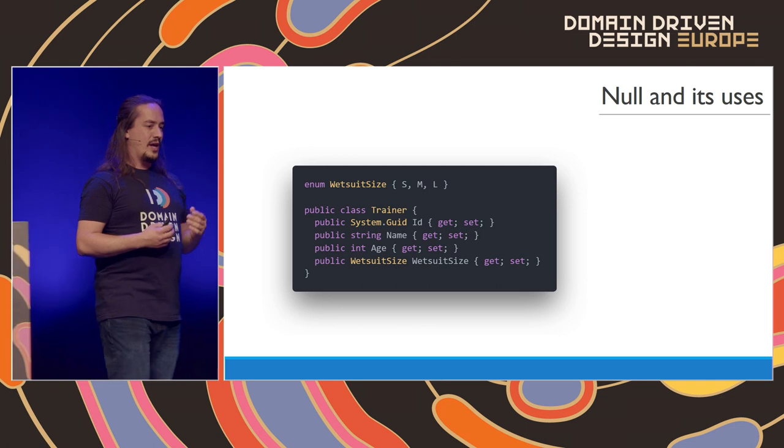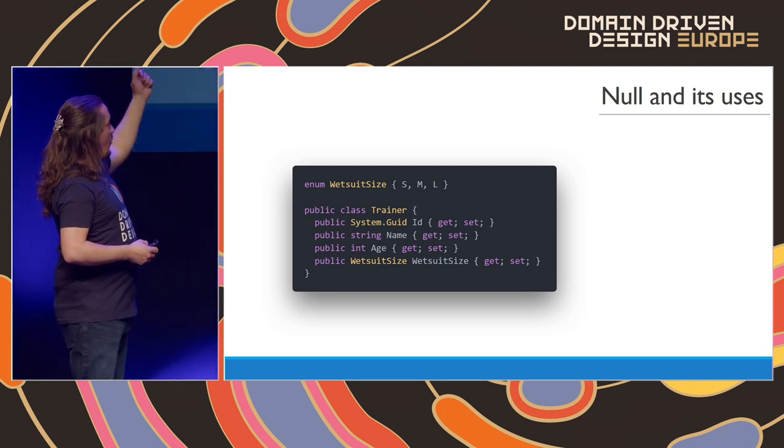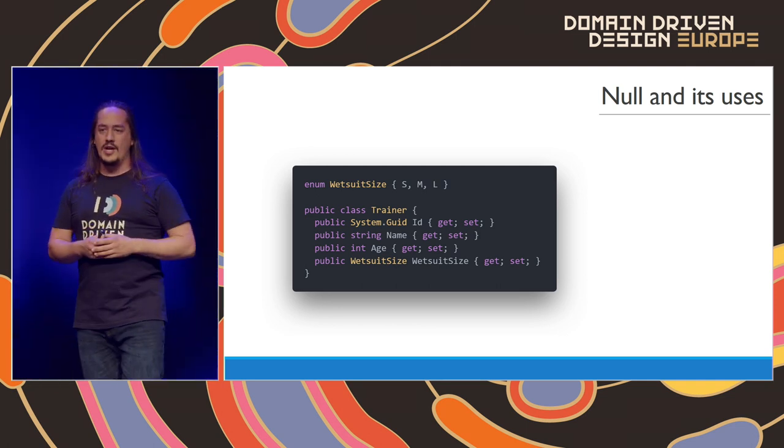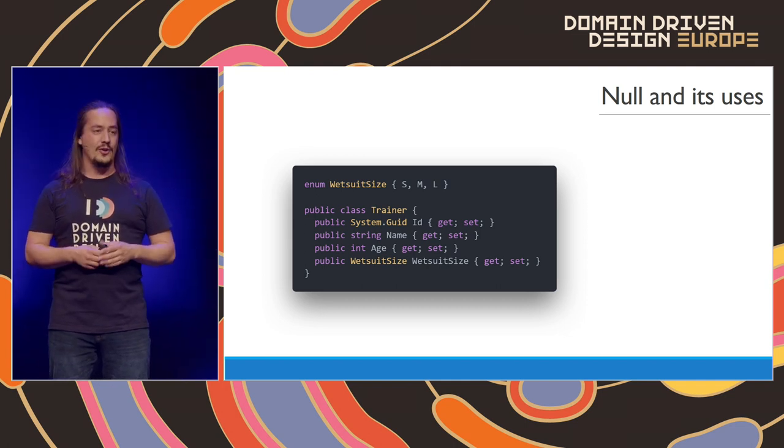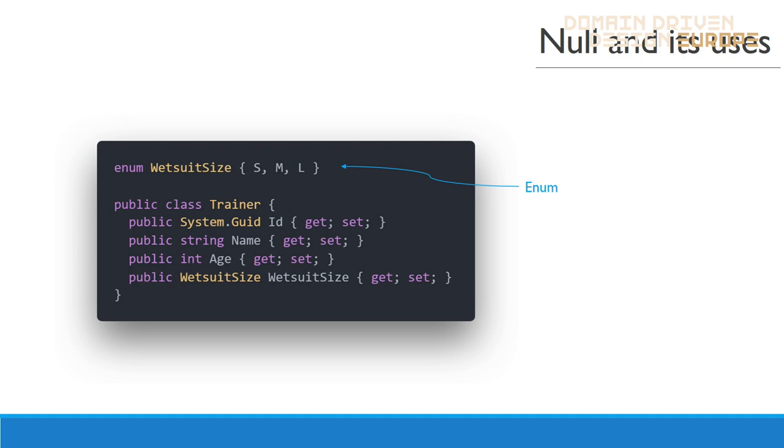Looking at this code, we have a wetsuit. Wetsuit is a simple enumeration, right? We just picked some C# here, but it should translate easily to any other programming language. And you have some different values in there. You have small, medium, large, represented by S, M, and L.